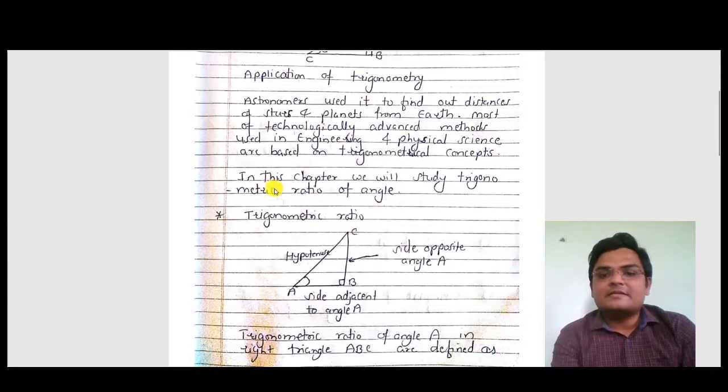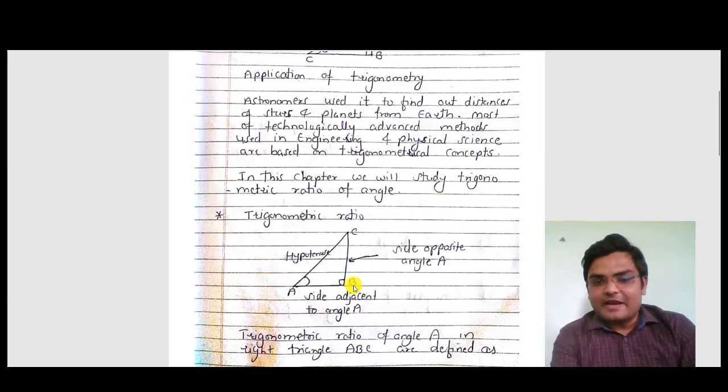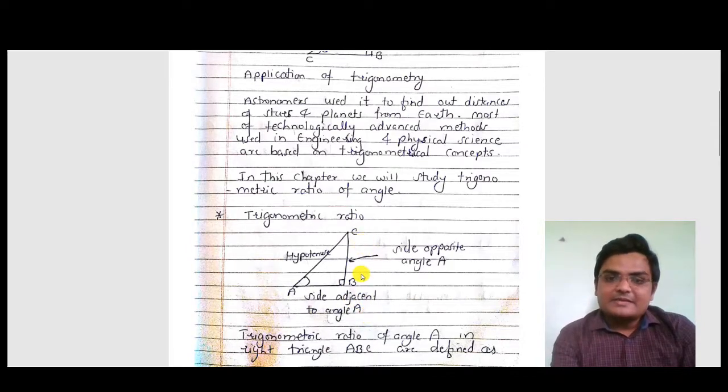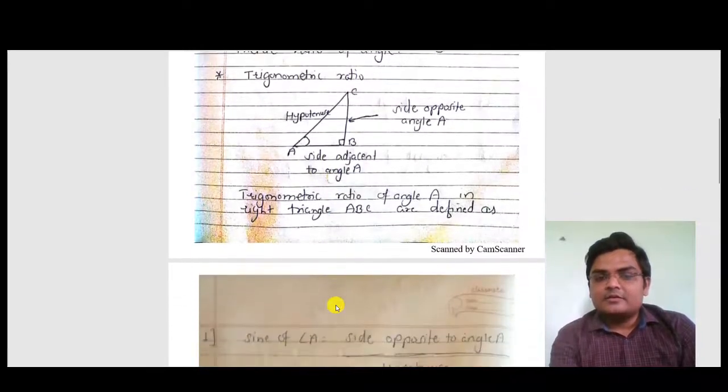Next we will discuss the trigonometric ratios of an angle. First, suppose this is ABC right angle triangle. AC is the hypotenuse, AB is the side adjacent to angle A, and BC is the side opposite to angle A. The adjacent means it is nearer to angle A. Okay, so we will discuss the trigonometric ratios.